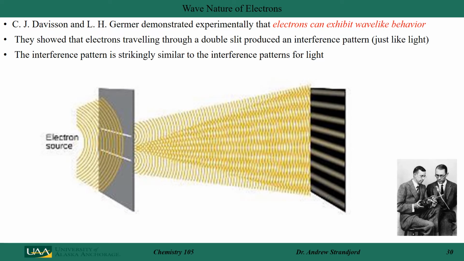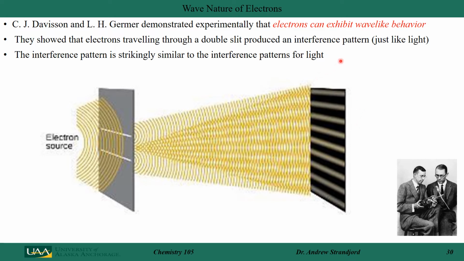So de Broglie's theory, could somebody actually demonstrate this? Two scientists, Davisson and Germer, demonstrated experimentally that electrons can exhibit wave-like behavior by doing the classical double slit experiment that we use with light. They took a double slit, and instead of a light source, they used an electron source, and what they observed is an interference pattern of electrons, these bright lines and these dark lines.